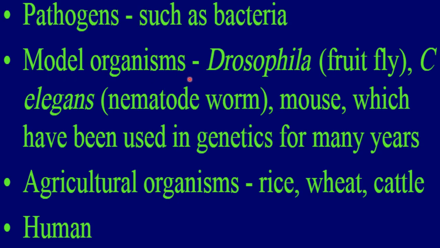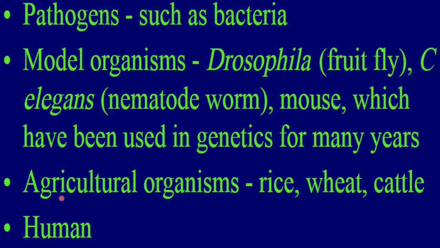Then many model organisms, those that are used for experiments for human welfare. In these model organisms, the Drosophila genome has been sequenced, C. elegans, that is a nematode, and the mouse, which have been used in genetics for many years. So these organisms are used for different experiments, and their genome has been sequenced, so it becomes easy to experiment with these organisms.